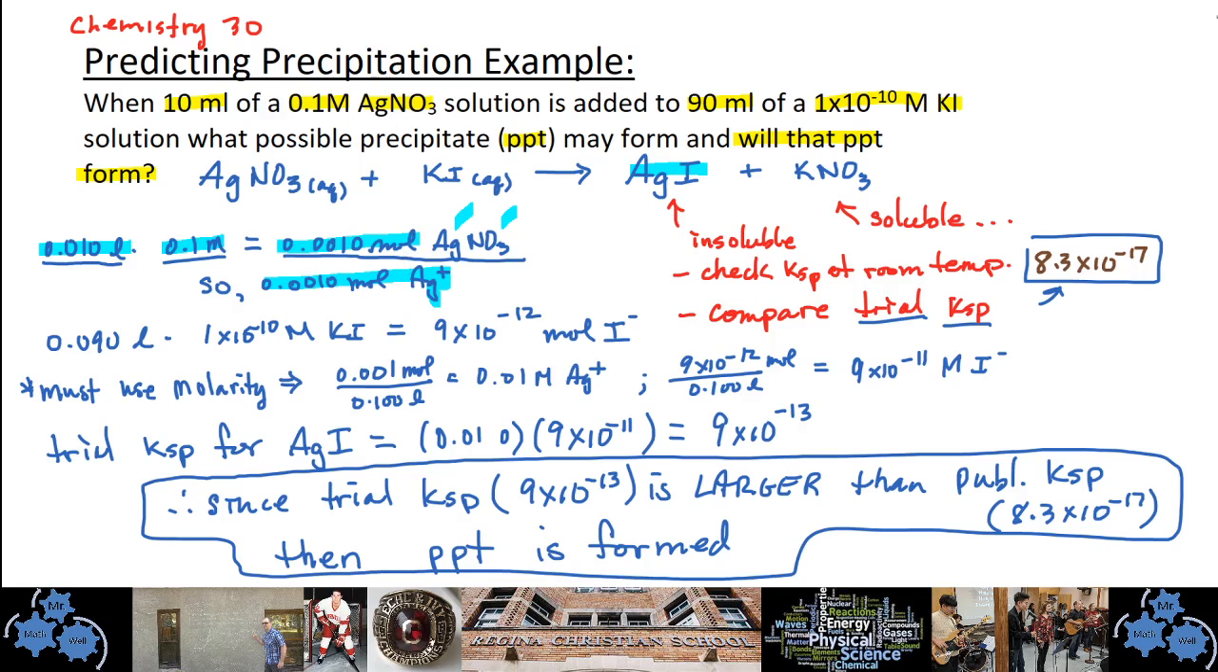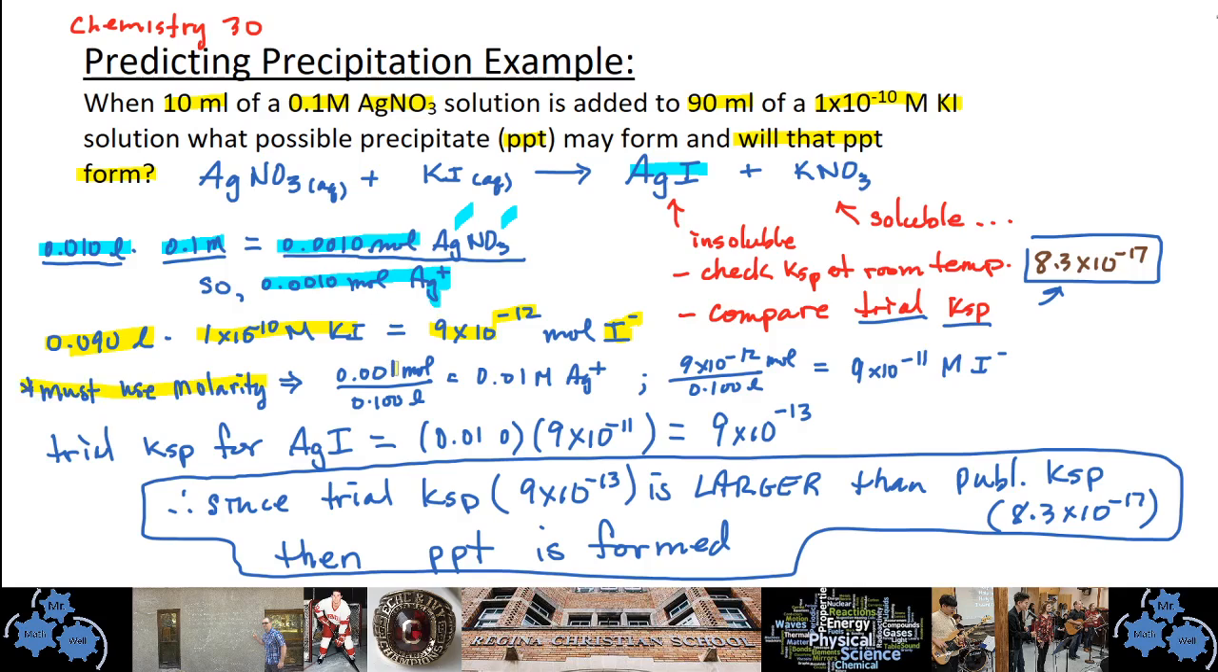So we'll do the same thing for the KI. So I have 90 milliliters, that's 0.09 liters, of 1 times 10 to the negative 10 molar KI. Multiply those together, and this is what you get. You get 9 times 10 to the negative 12, and that's going to be moles of I minus, or iodide ion, okay? So moles aren't what we're looking for. Of course, we're looking for moles per liter. So we must use molarity here.